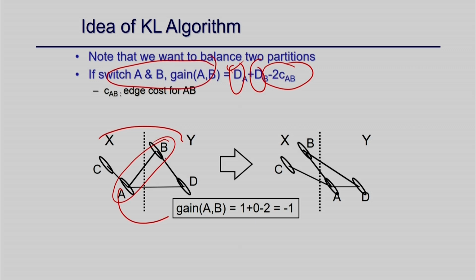So, for example, if you just swap A and B, the overall gain is -1, which is basically negative. So, it is not a good choice to swap A and B, that means moving A from the left side to the right side and moving B from the right side to the left side, which is not a good move.